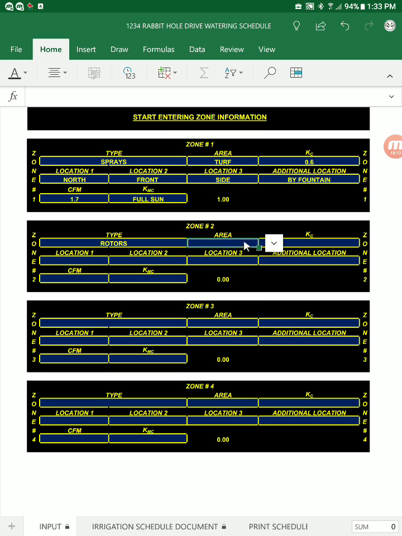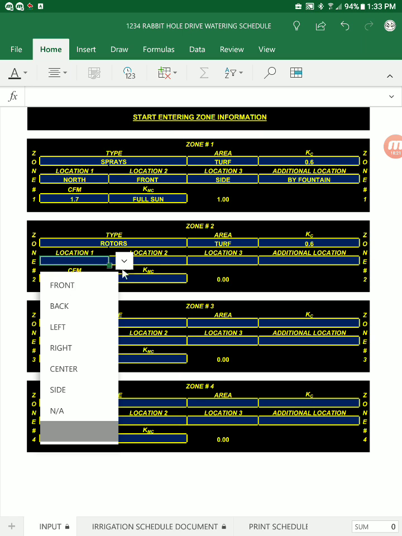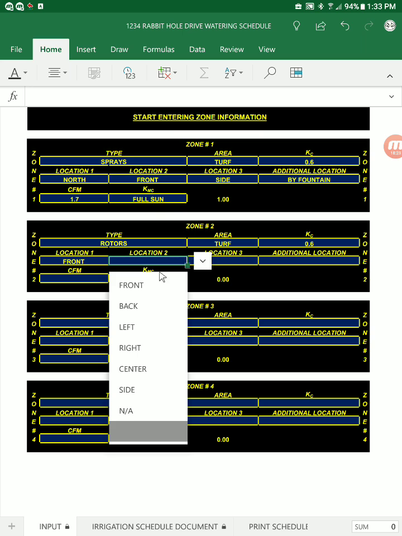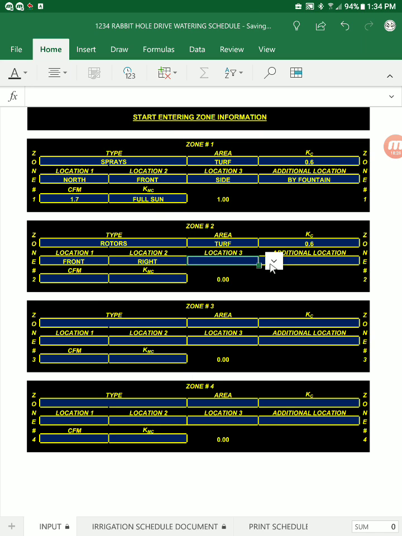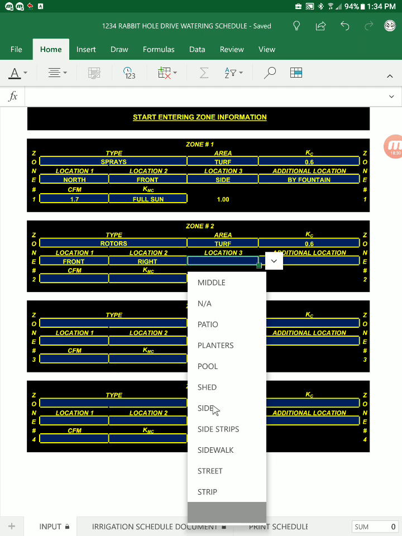Let's say this one's rotors. Let's also say this is turf. The only crop coefficient you have for all turf is 0.6, so that makes that really easy. Location, this is going to be front. Let's just say I'm going around the front. Let's say I'm going around the house. Front right, side. And now I've got quite a few descriptors in here.